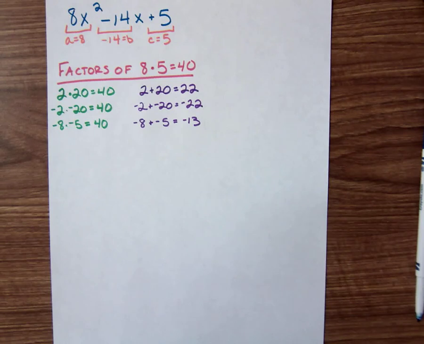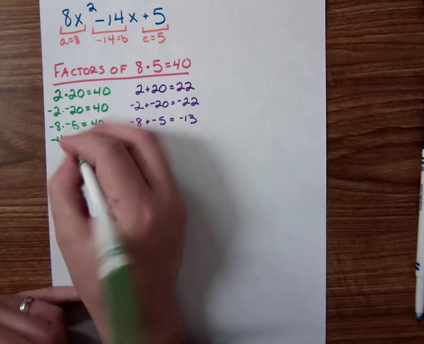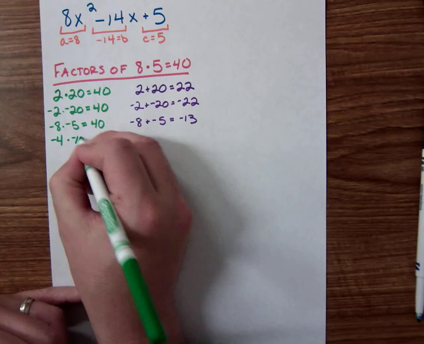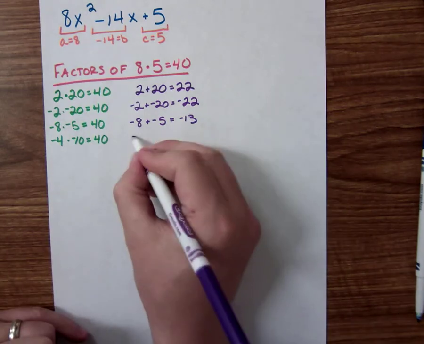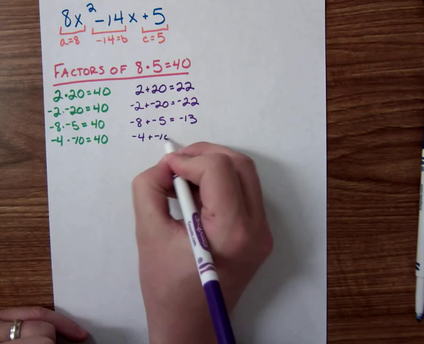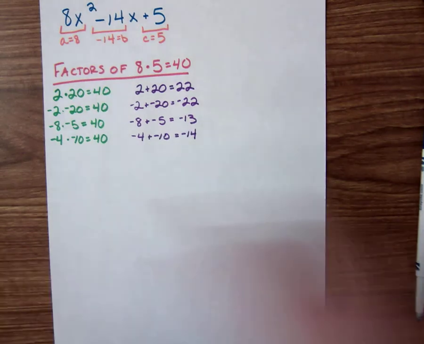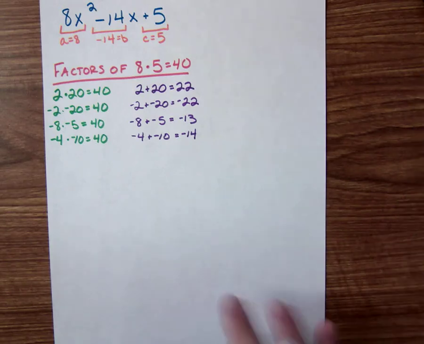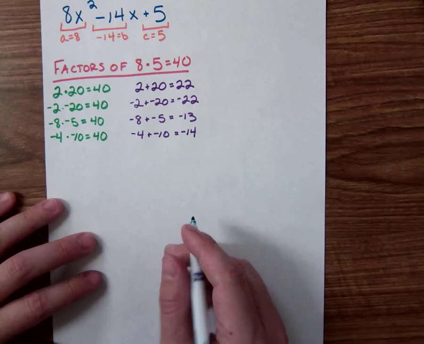4 and negative 10. How about negative 4 and negative 10? We need them to both be negative so that when we multiply them we get positive 40. Negative 4 plus negative 10 is negative 14. Oh my goodness. You cracked the code. Cool. So my numbers are negative 4 and negative 10. What do I do with that?